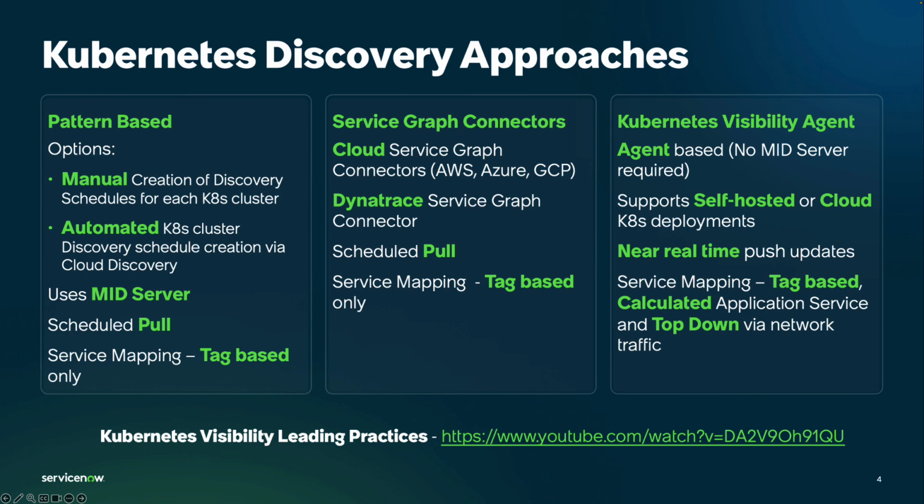With that said, KVA is the preferred option whereby it provides near real-time updates. It supports both self-hosted and cloud Kubernetes deployments. It is easy to deploy and maintain, and also supports other service mapping approaches besides tag-based. This includes calculated app services and top-down service mapping, which I'll discuss in a subsequent episode.